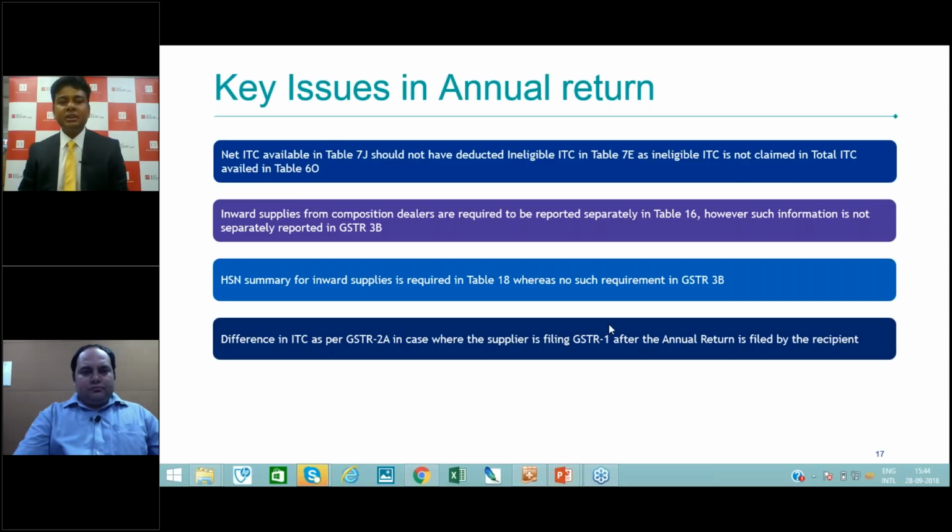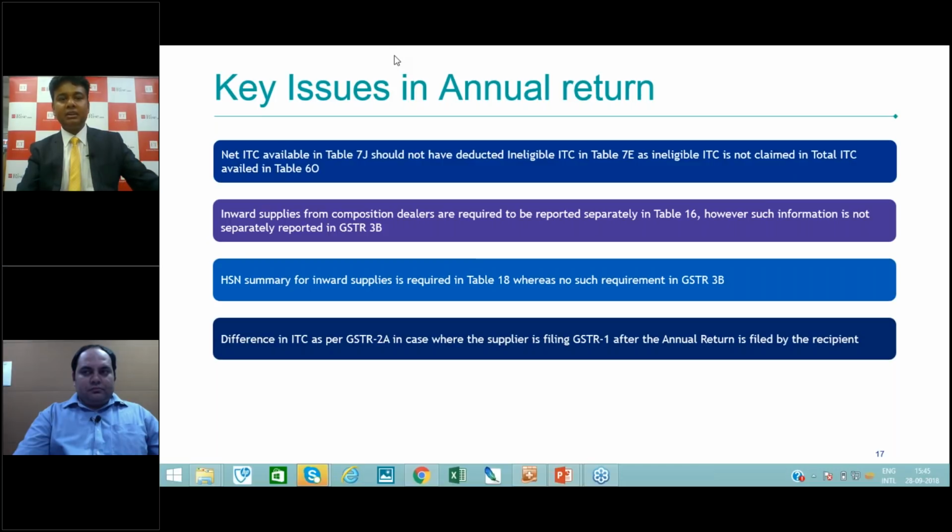What are the supplies from the composition dealers? Supplies from the composition dealers are not required to be reported in 3B. However, you have to report it in the annual return. HSN summary-wise inward supplies, that is also a new requirement, because you don't report it in the 3B. And lastly, difference in ITC as per GSTR-9 where the supplier is filing GSTR. So here is a problem: what happens in cases where I have claimed the credit correctly, but my supplier has not filed his return, and he decides to file after the annual return date, right? So this is clearly not going to be part of GSTR-2A. To that extent, there will always be a mismatch.